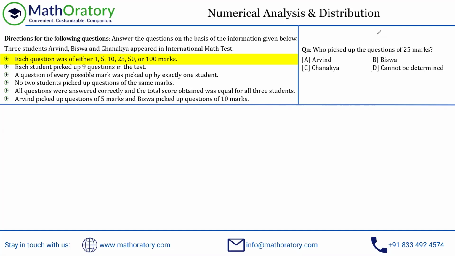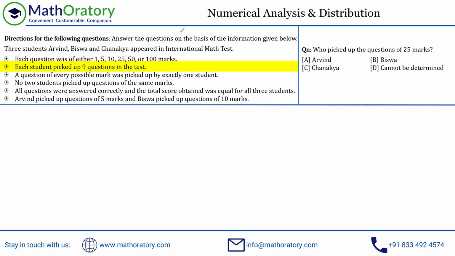First one says each question was of either 1, 5, 10, 25, 50, or 100 marks. Okay, so there is variable marking happening here. When I'm reading this point, a couple of things I'm noticing. Number one, I'm immediately understanding there's something to do with the numbers, so there will be a bit of number distribution happening in this particular set. Also, I am noticing that barring the 1 mark, all the other marks are multiples of 5. So 5, 10, 25, 50, 100, all of these are multiples of 5. Maybe that will be relevant, I'm not sure, but I am noticing that.